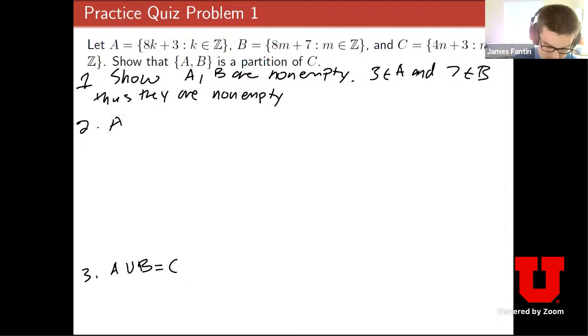Next, we need to show that A intersect B is equal to the empty set. So how do we prove that 2 sets are disjoint?